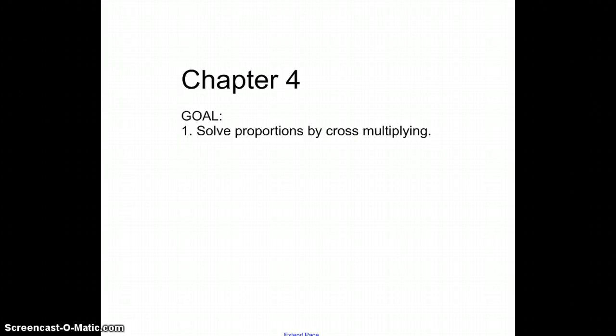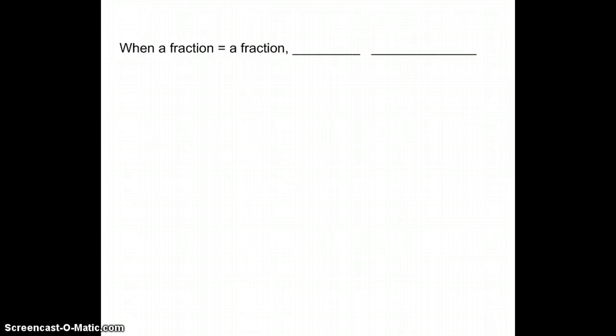There's really the most basic rule when it comes to solving proportions: when we have a fraction equal to a fraction. Real simple. Cross multiply. Okay? When a fraction equals a fraction, cross multiply. Always, always, always.